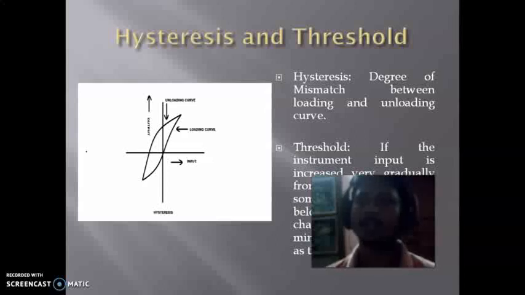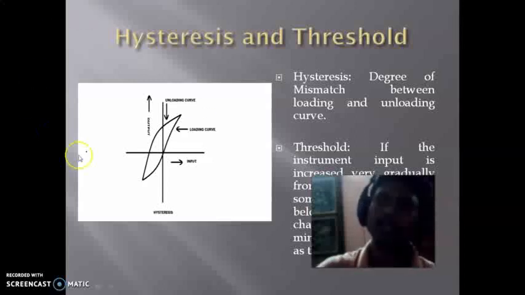Hysteresis, we already know the BH curve of electromagnetism. But in case of indicating instruments, suppose we are taking a reading in a loading manner, in the increasing manner, say a voltmeter from 0 to 20 volts: 0, 2, 4 and 6, like this up to 20. Similarly in the unloading manner, we will not get the same output. There will be some deviation, and due to that we get this kind of BH loop type curve.